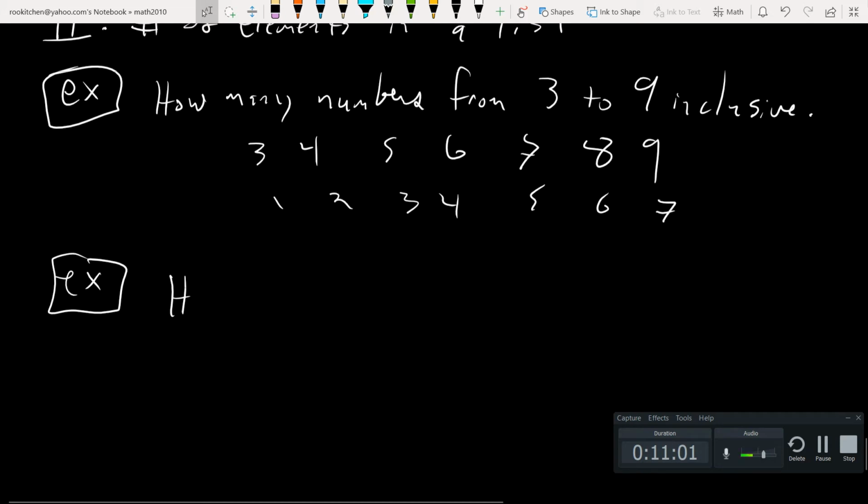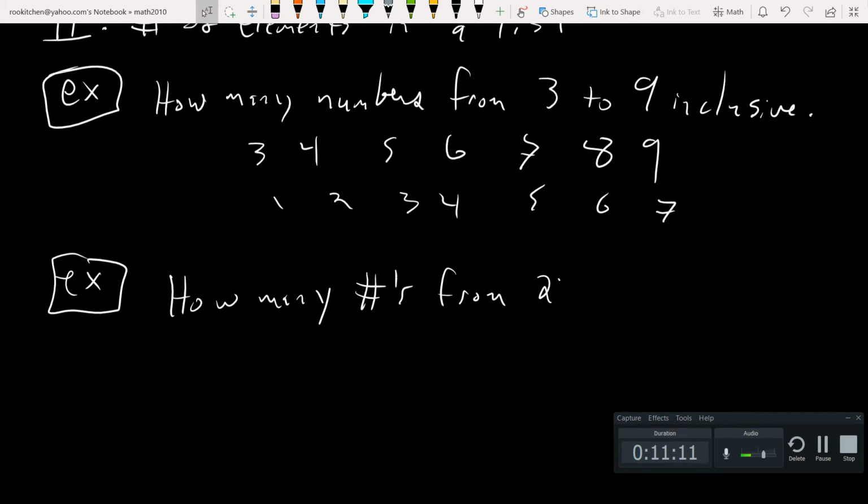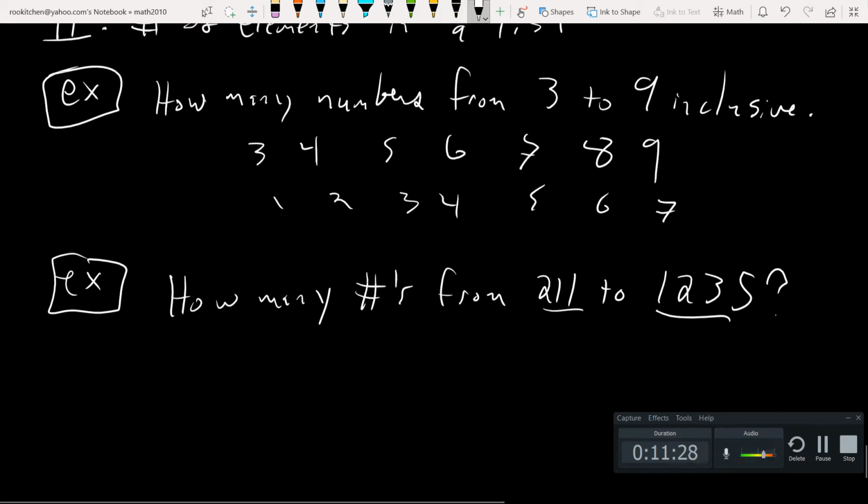Example. Same kind of question. How many numbers from 211 to 1,235? That's a little harder. We can't count that out, so we want a formula. Can I just subtract those two numbers? Well, let's look back at the other problem. Can I subtract 9 and 3 and get 7? 9 minus 3 is 6. No, that does not work.